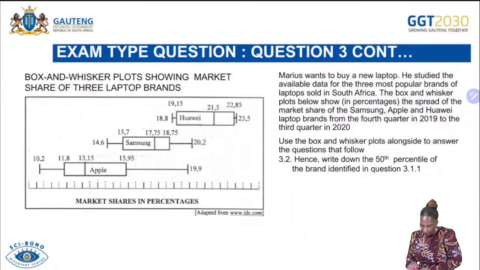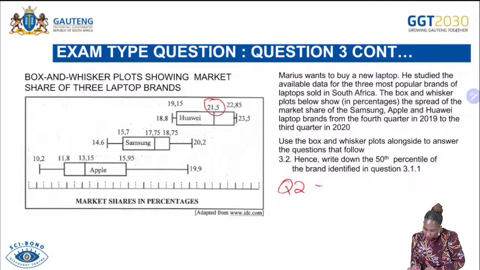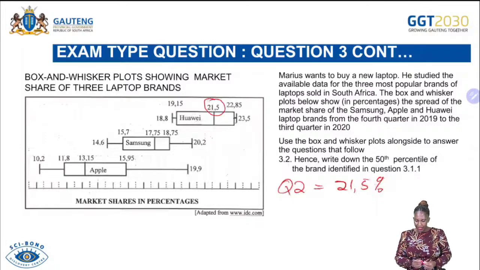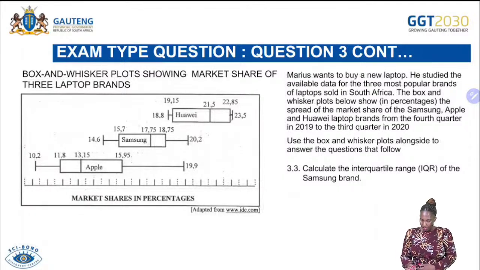Boys and girls, I'm just wrapping up. We're doing these last two ones and then now we understand. It says, hence write down the 50th percentile of the brand identified in A. So in A, we have identified it to be Huawei. And then the 50th percentile, which is our Q2. Our Q2 is what? It is 21.5% in the share, because they said we must identify the median one.